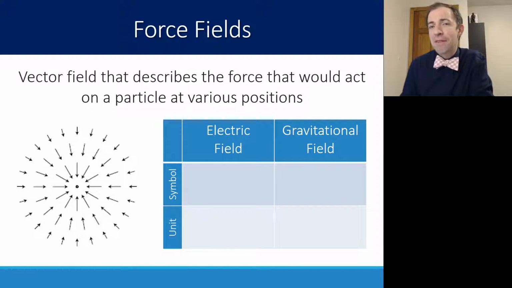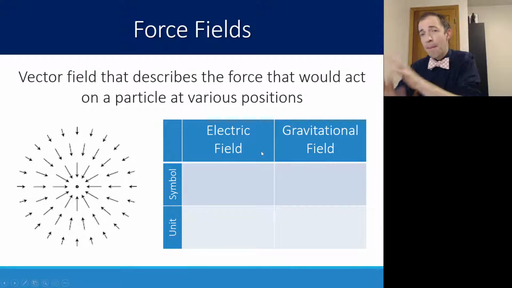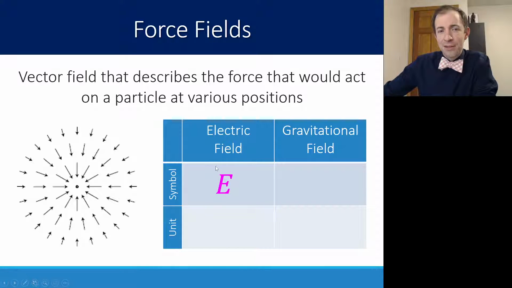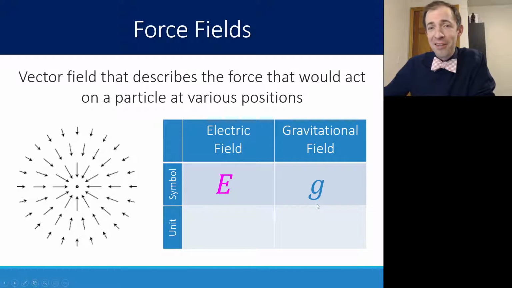Well, if we're talking about field strength, we have a couple different ways that we can represent that. And let's look at both of these together because they parallel each other really nicely. Electric field, we are going to use a field strength symbol of a capital E. And a gravitational field, we're going to use a lowercase g. We'll call that little g.